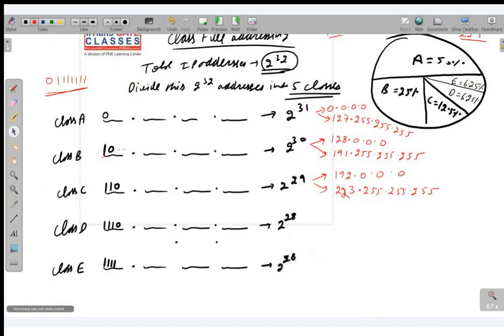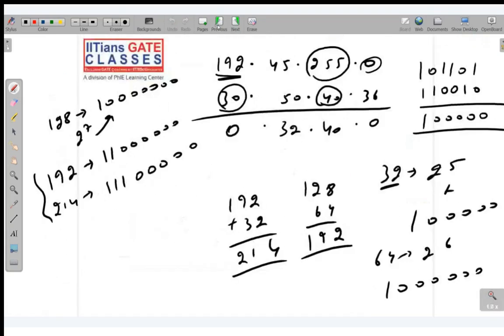Next, class D. Class D is 1110 and the other 4 bits will be 0. So for 111, let me just check: 128 plus 64 plus 32 is 224. I think in the previous slide we made a mistake. That's why I was having a problem here, thinking about how we got 214. It was not the number in my mind. So it should be 224. 111 is 224. Yes, there was a small calculation mistake.